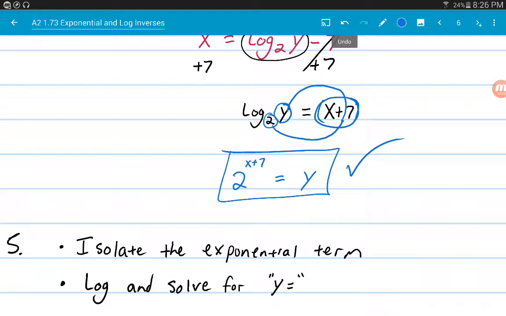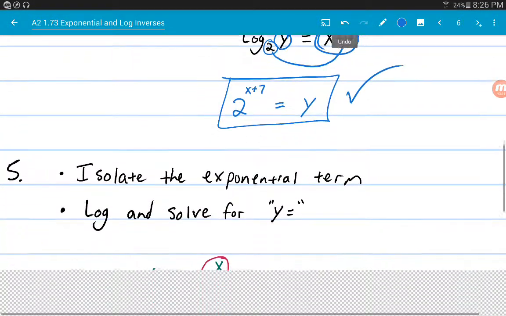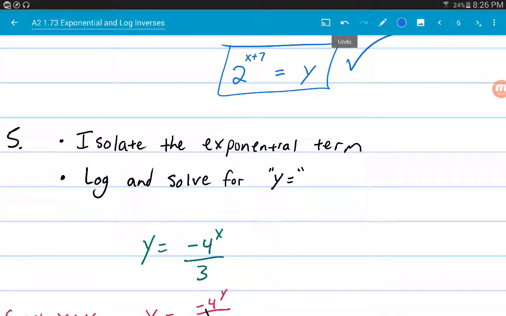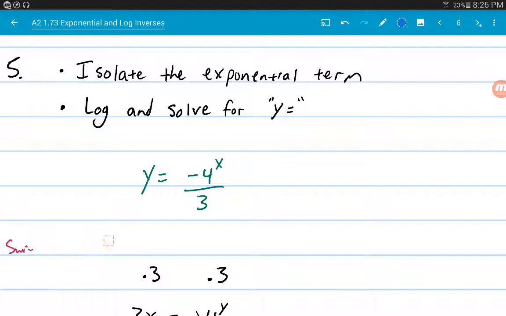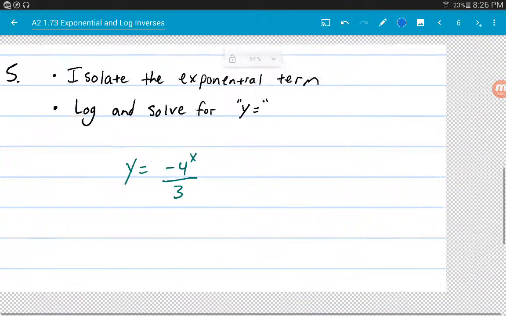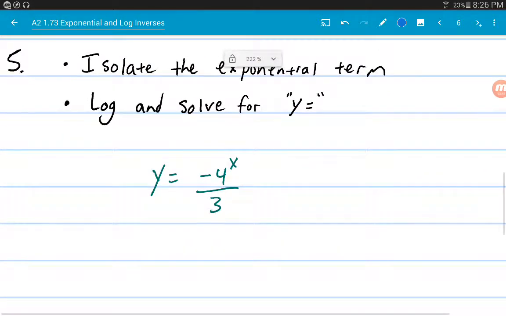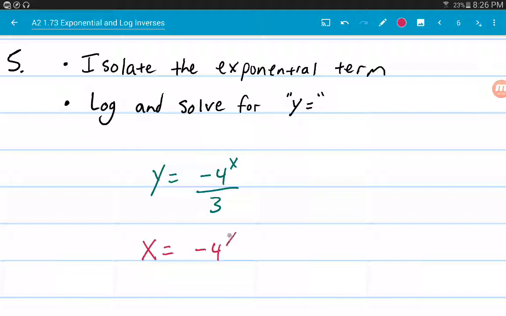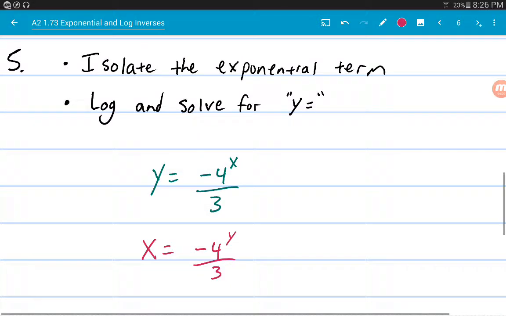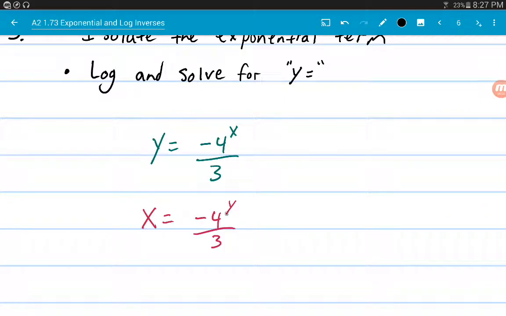Now for the next part. In order to find the inverse of an exponential, it's going to be the same first step, switch x and y. This is going to be a little bit more involved. So let's switch x and y first, because the question asks for an inverse, and that's always what we do. So x is equal to negative 4 to the y divided by 3. Now I want to get y by itself, so I need to isolate the exponential term, which is this.